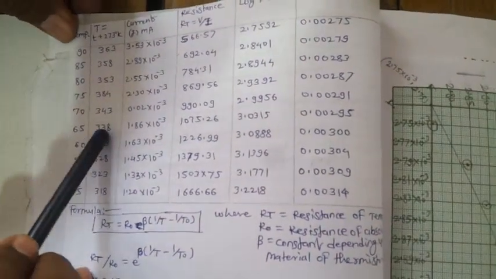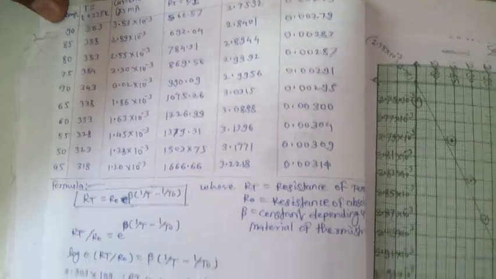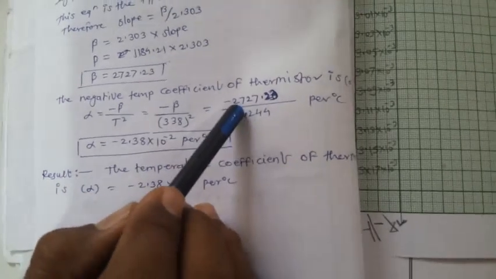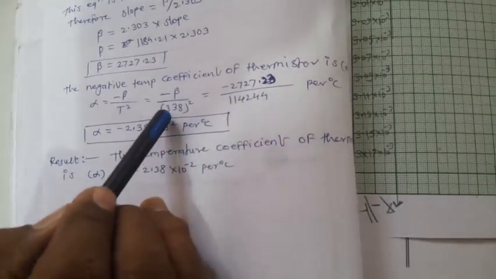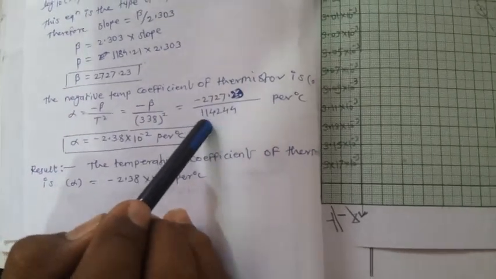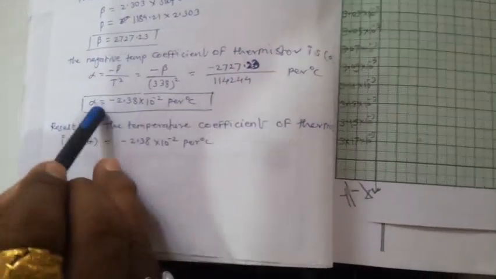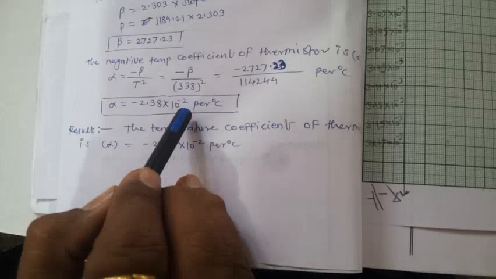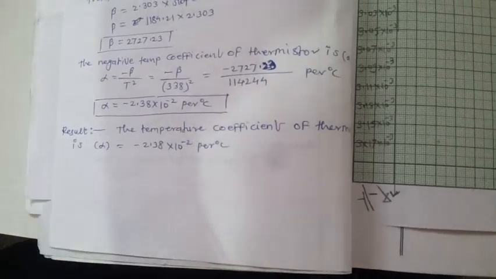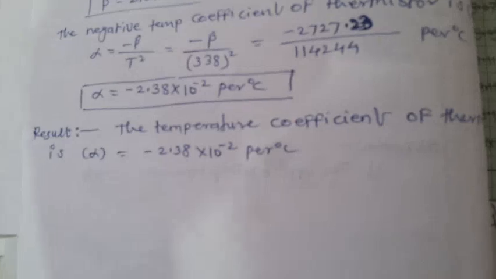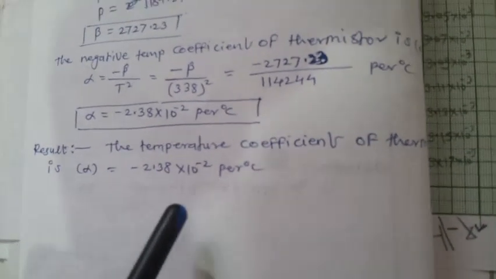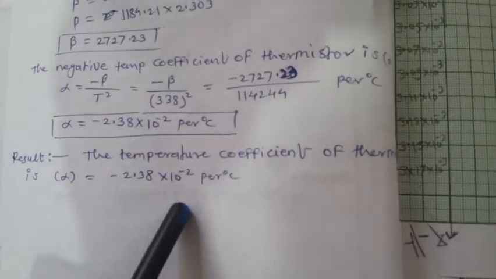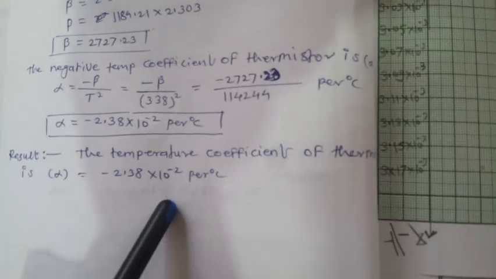For the reading 65 degrees Celsius, in Kelvin it is 338. So we take alpha equal to minus 2727.23 divided by 338 square, which is 114244, giving alpha equal to minus 2.38 into 10 raised to minus 2 per degree Celsius. Hence, using the thermistor, we find the temperature coefficient of the thermistor alpha equal to minus 2.38 into 10 raised to minus 2 per degree Celsius. Thank you.